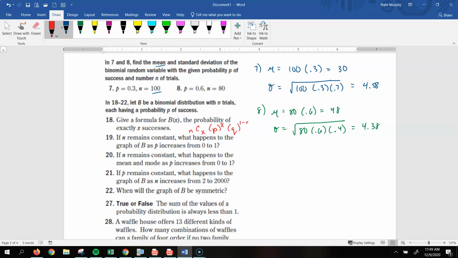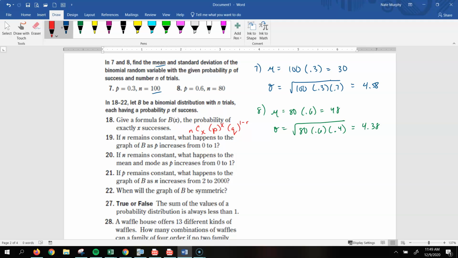For 21, it says if p remains constant, so the probability of success remains the same, what happens to the graph if n increased from 2 to 2,000? Well, at 2 it would just be a couple of blocks, but when you increase it to 2,000, it's going to flatten out. You can say the graph would flatten out, or it's going to spread out, however you want to word that. And for 22, when will the graph be perfectly symmetric? Remember that from your notes, it is when the probability of success is exactly 0.5.